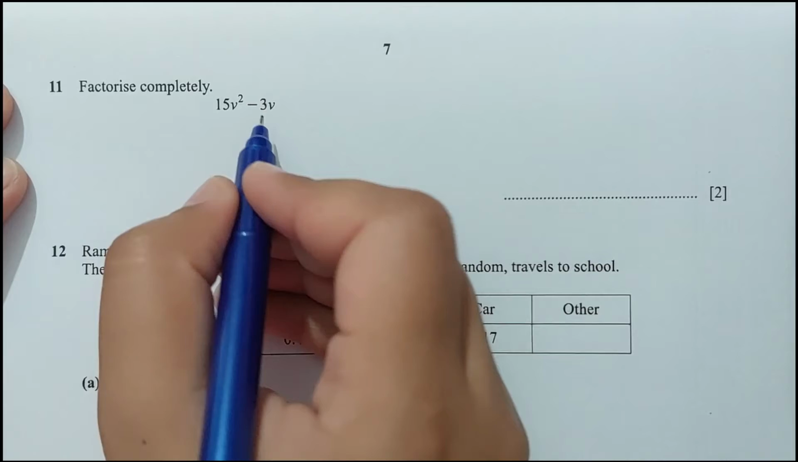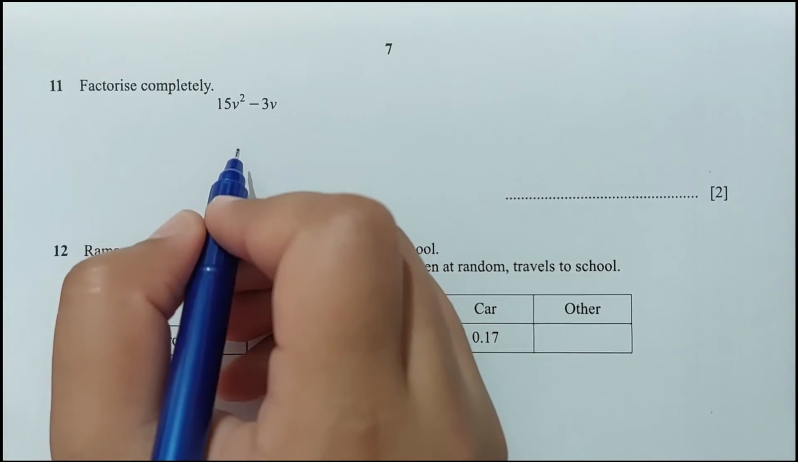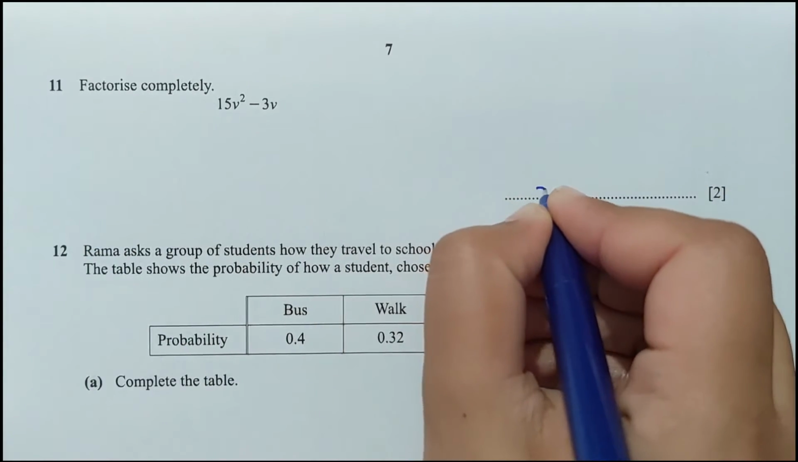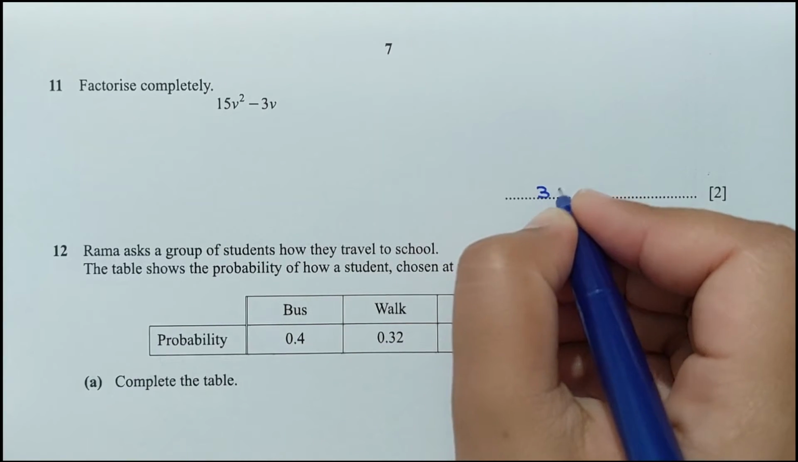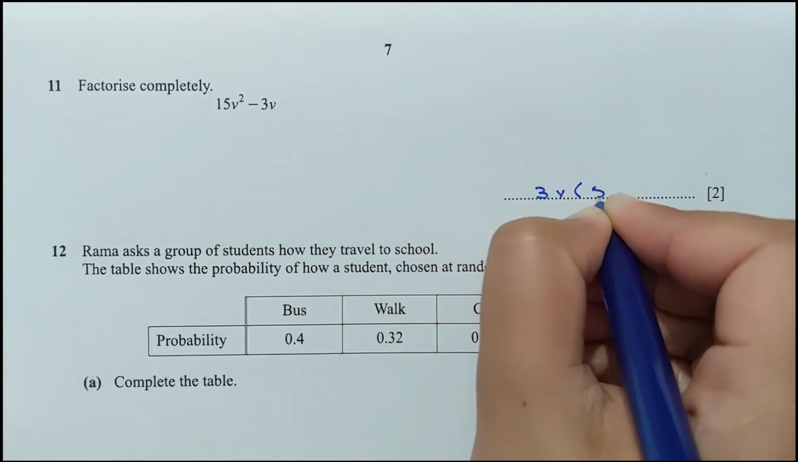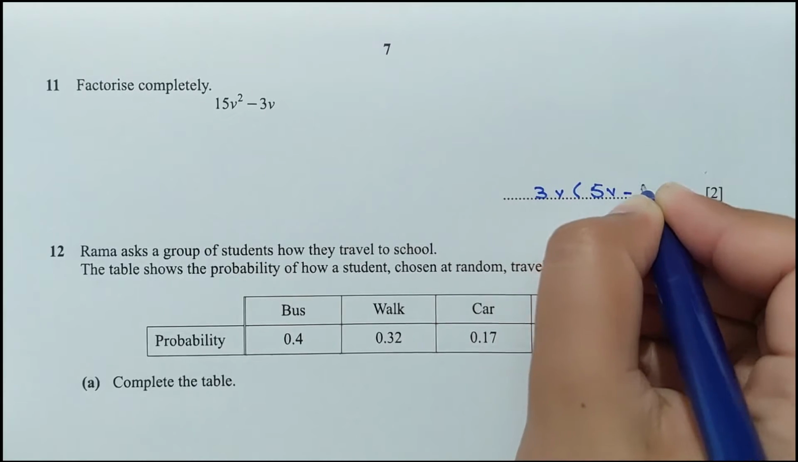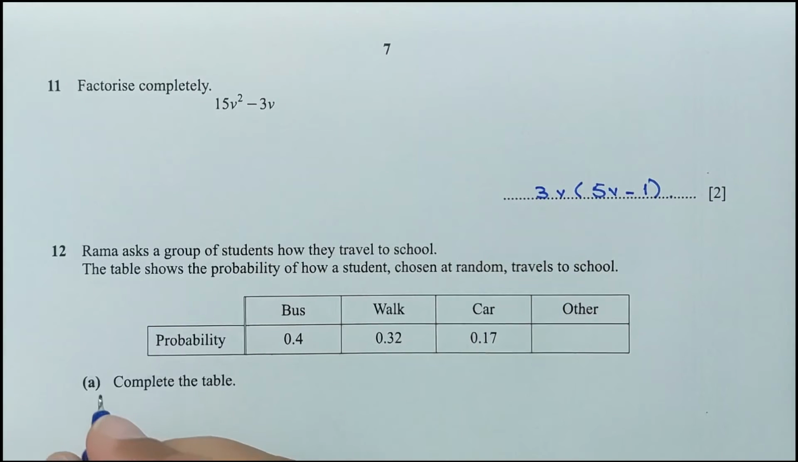Question number 11, factorize completely. So 15 and 3, 3 is the common factor and V is common. So 3 times 5 is 15, V and minus 1. That is the complete factorization.